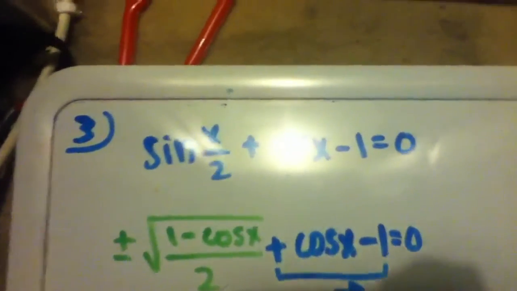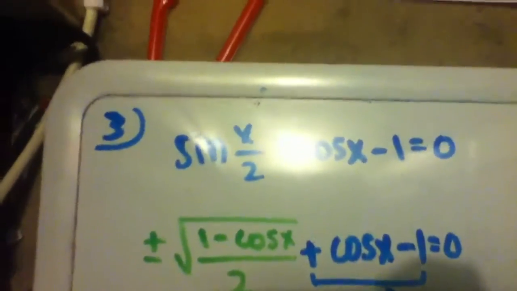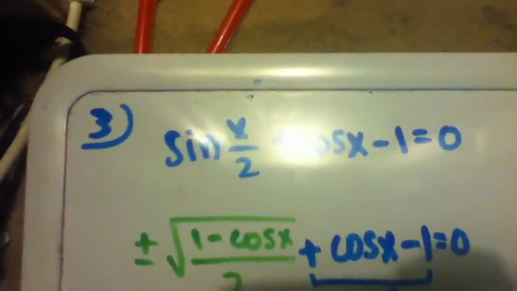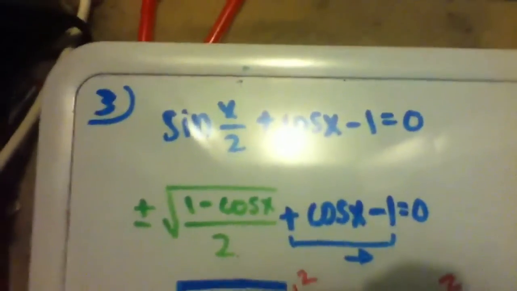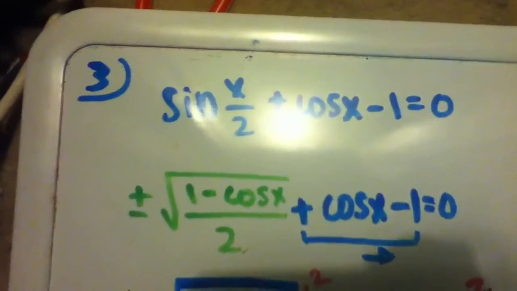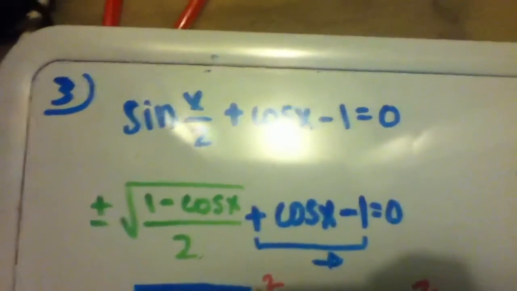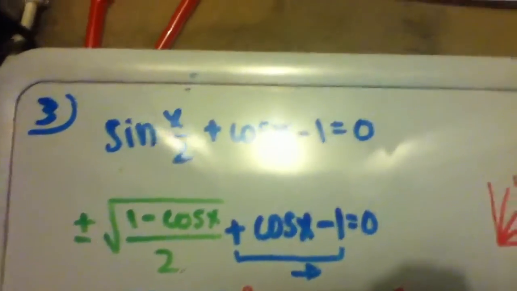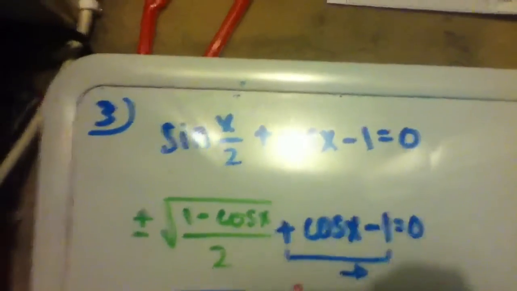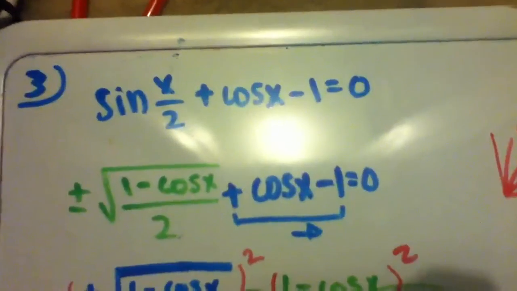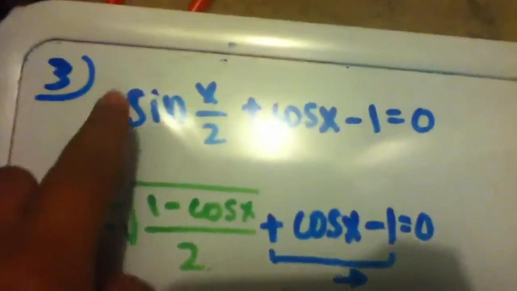Working through problem number 3 for concept 7 of unit S. Our problem is sine of x/2 plus cosine of x minus 1 equals 0. And for this we're going to use the half angle formulas to plug it into sine.